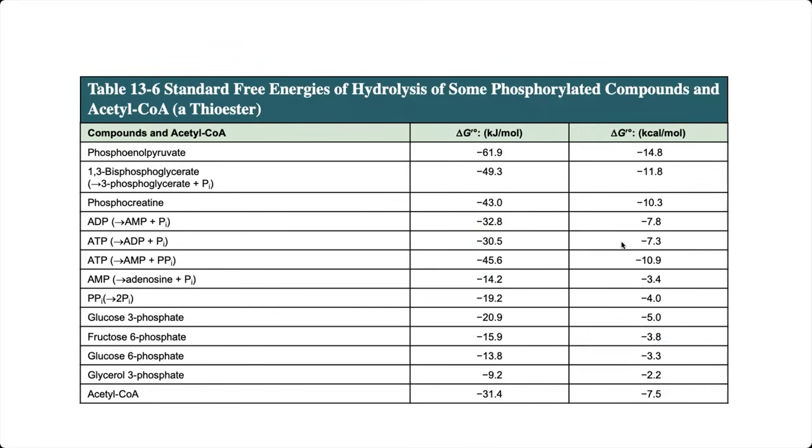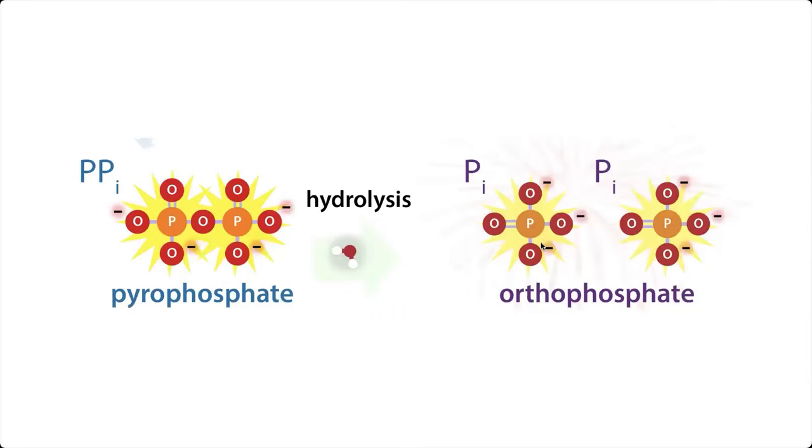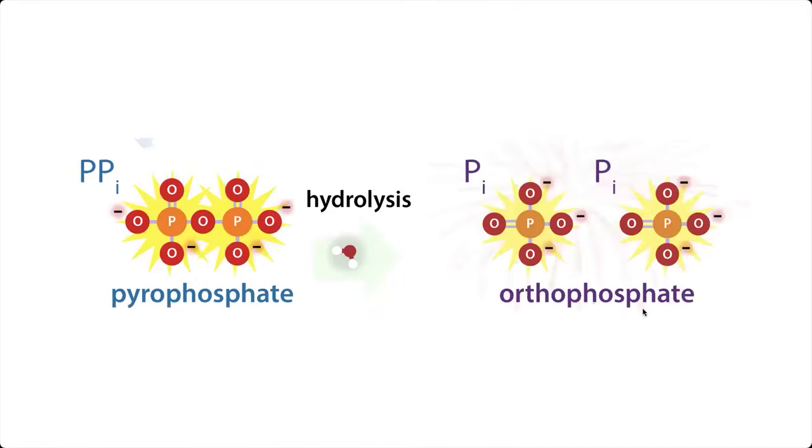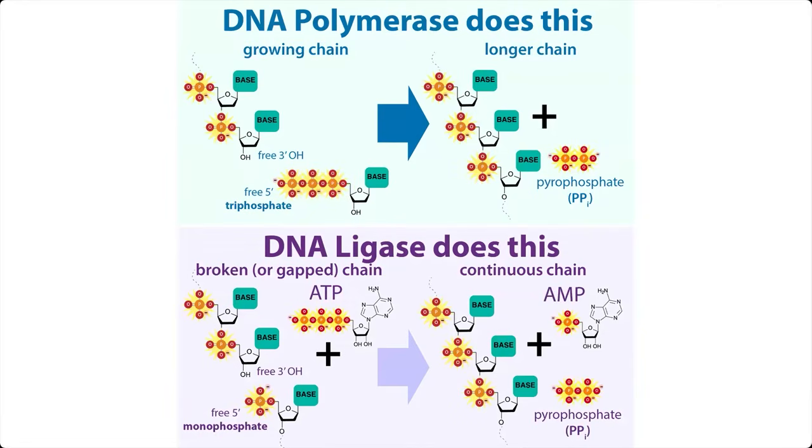Furthermore, if you go from ATP to AMP, you also have this PPi, this pyrophosphate, which can then get hydrolyzed to give you another -4 kilocalories per mole. This is used to help power processes like DNA polymerization and DNA ligation.